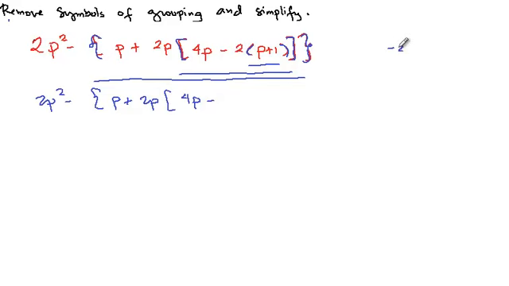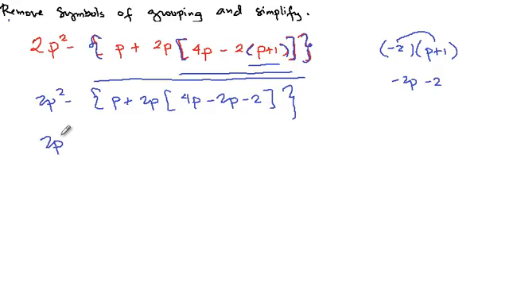Negative 2p. Let me analyze: negative 2 times what? p plus 1. So that will be negative 2p, negative 2. Okay, so somehow we managed to remove this grouping. Next, we simplify first before removing the second grouping. You can copy, or it's up to you how you approach this. If you don't want to copy anymore, then you just focus on simplification: 4p minus 2p minus 2.